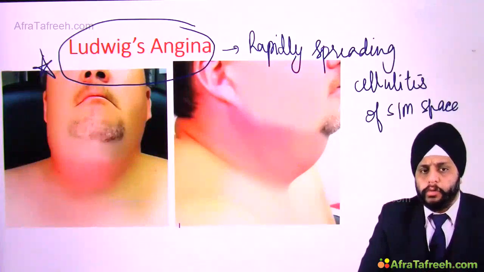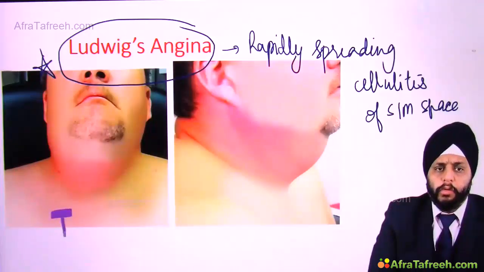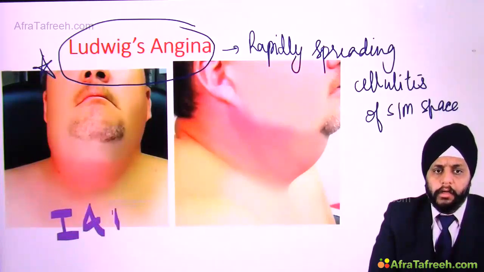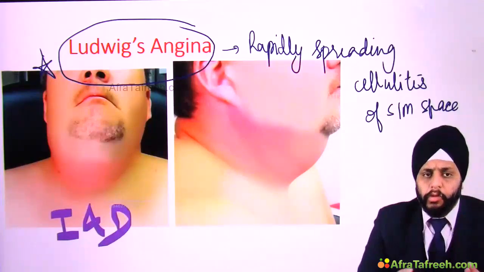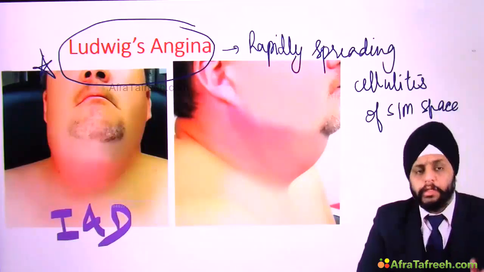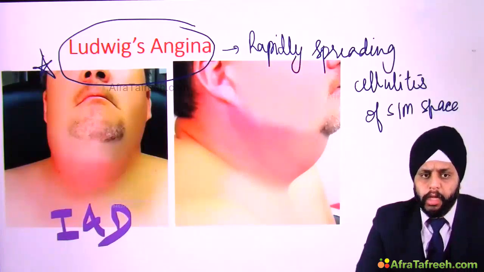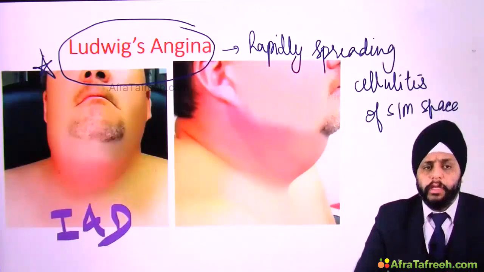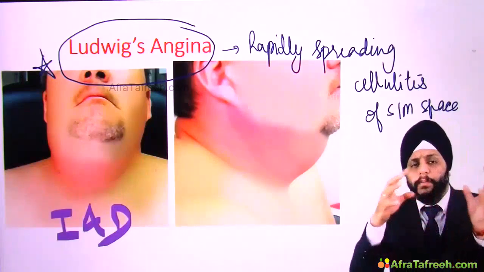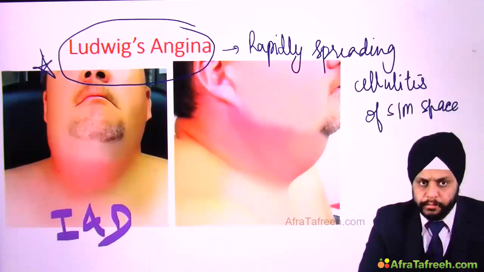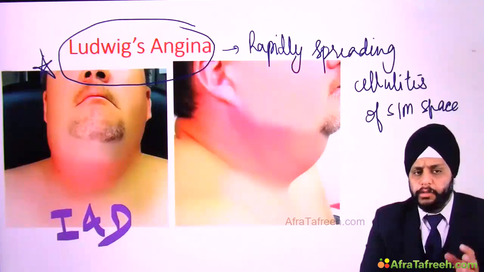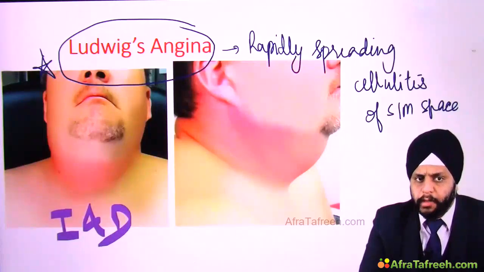And what do we need to do? Number one, we need to do incision and drainage. Yes, there is no pus, still we give an incision. Why do we give the incision? We give it so as to open up the space and release the pressure. There may be some fluid, not pus, that may come out.